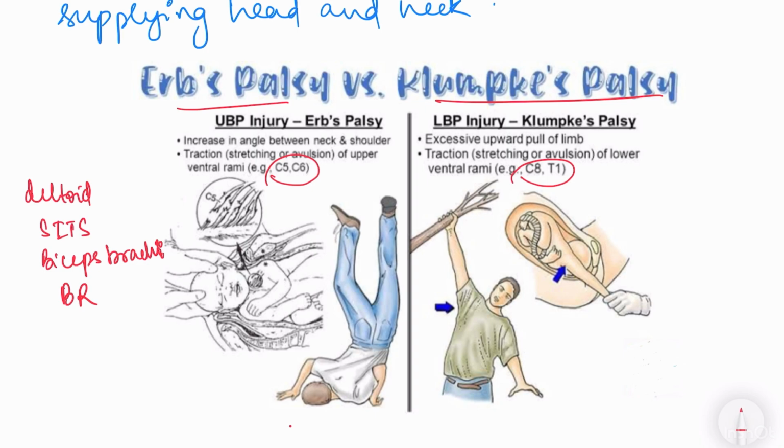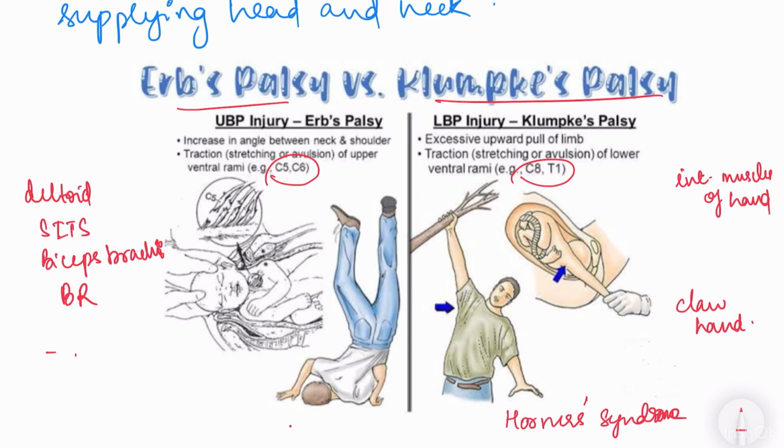Whereas in Klumpke's paralysis, the intrinsic muscles of the hand are mainly involved. So the position here we see is the policeman step or waiter step, and here we can see claw hand deformity. The sensory loss in Erb's paralysis is along the outer aspect of the arm, and in Klumpke's palsy it is along the medial border of forearm and hand. Here there are no autonomic signs, but here we have the presence of Horner's syndrome, which we have already seen is due to involvement of sympathetic fibers.